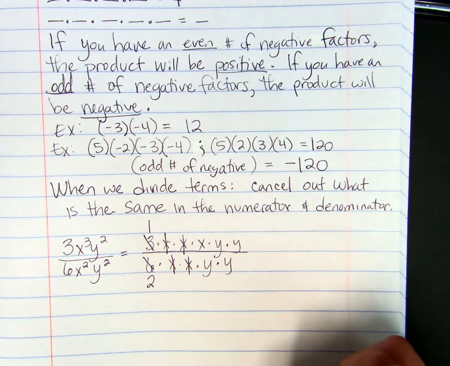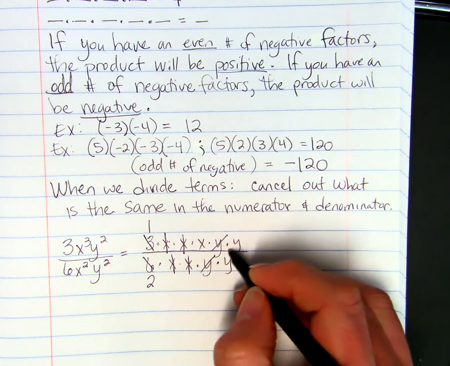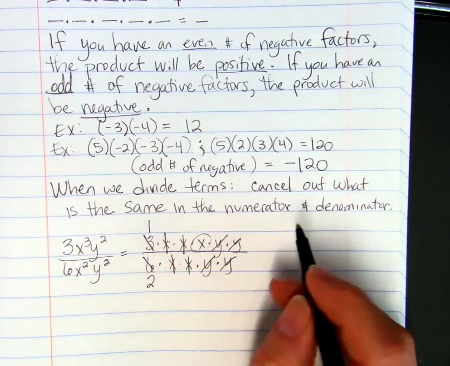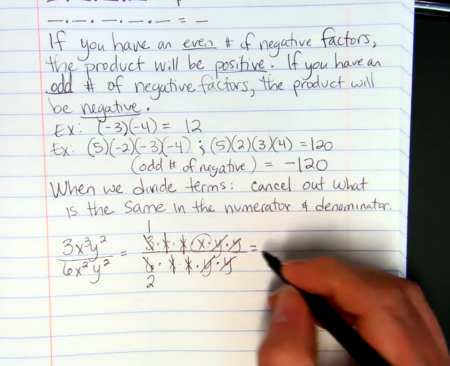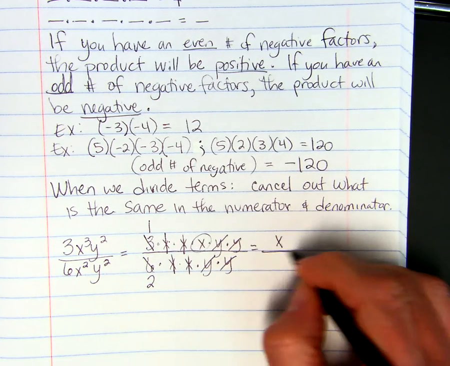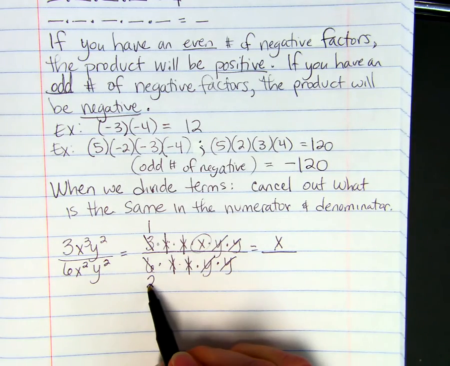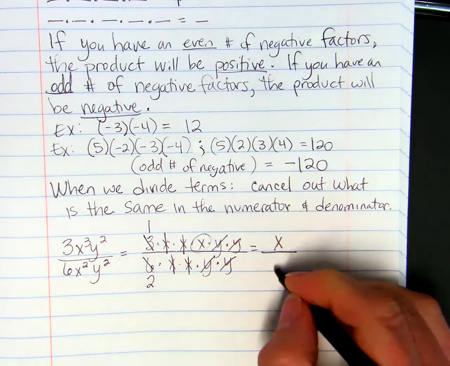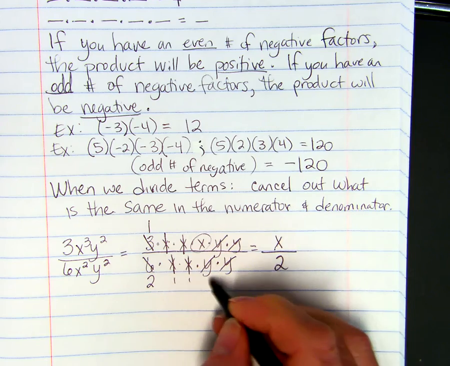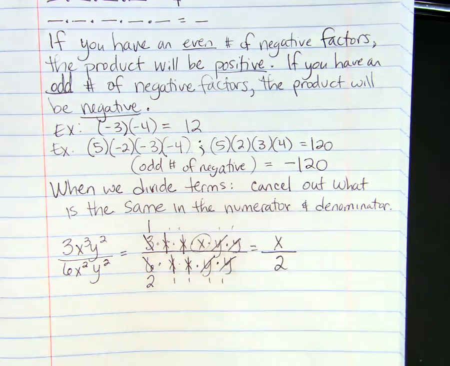Same with this one. Then we can cancel 2 y's, and we look at what's left. We have 1 times 1 times 1 times x and all that, so it's just x. And here we have 2, just 2. All of these went to 1s.